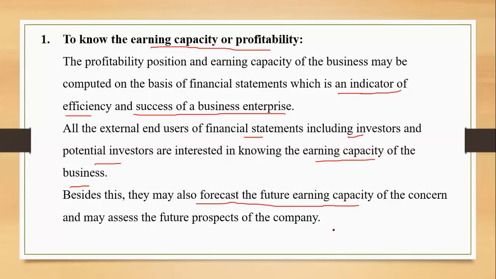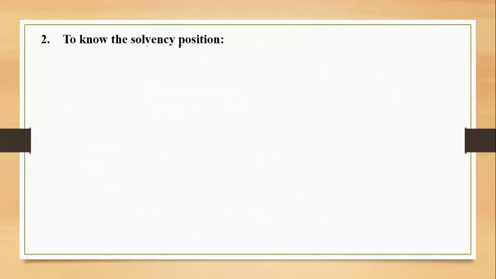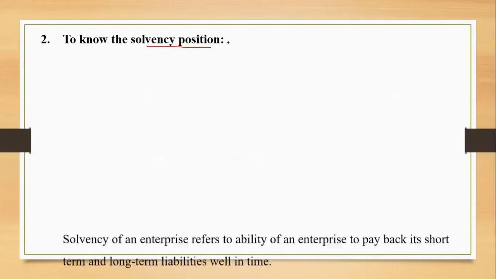Next is to know the solvency position. In ratios we are going to learn about the solvency ratios. Solvency ratios may be short term, may be long term. So if I want to know the solvency position of the company, I would be depending on the ratios, and the ratios can be calculated only if I have some information with me.